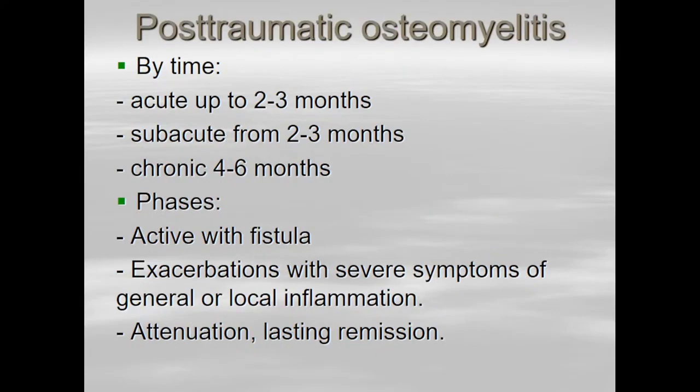Classification of post-traumatic osteomyelitis by time: acute, up to 2-3 months; subacute, from 2-3 months; and after 4-6 months, it's a chronic process. Patients do not get relief from osteomyelitis. If the diagnosis of osteomyelitis is made, the disease follows the patient all life. And if there are no symptoms, maybe for 15 years, the patient still has chronic osteomyelitis. The process is active only if the patient has a fistula. Exacerbations with severe symptoms of general or local inflammation alternate with attenuations and lasting remissions.